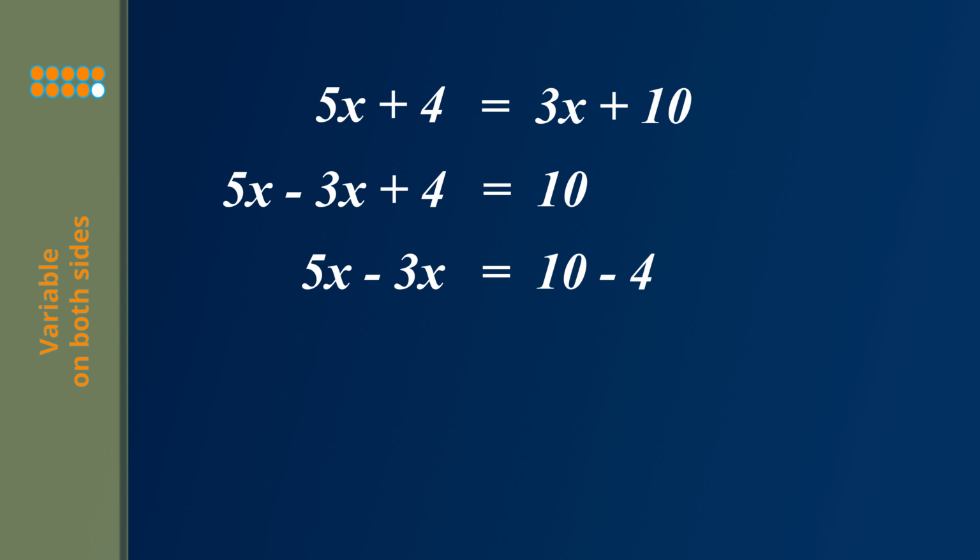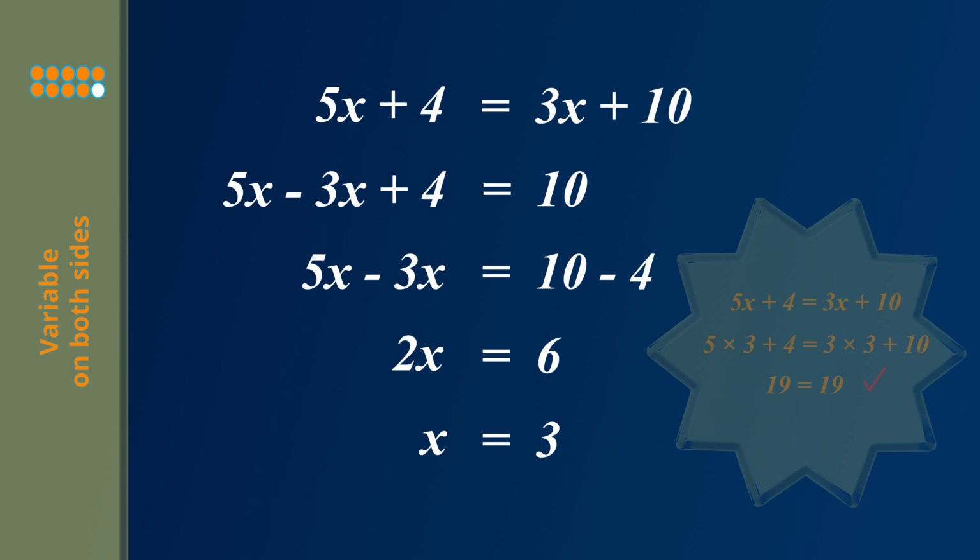Let's simplify that. On the left side, 5x minus 3x is 2x. On the right side, 10 minus 4 is 6. So 2x equals 6. There's just one more step: divide both sides by 2. So the answer is x equals 3. Let's check that. Yes, it's correct.